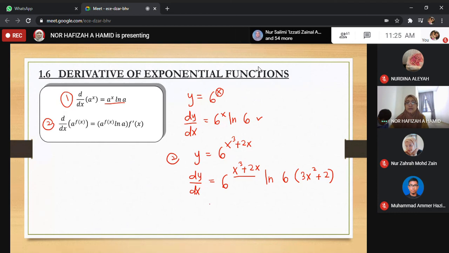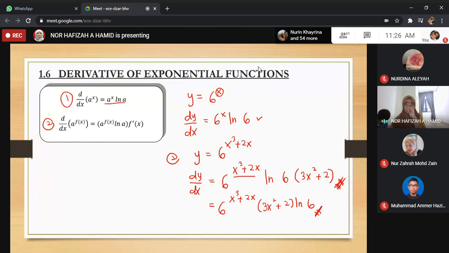Okay. So you nak tinggal macam ni pun okay. Or you nak arrange balik. So kalau arrange, biasanya kita akan letak x cube plus 2x. So ini biasa kita letak dekat tengah pun boleh. Okay, you akan dapat 3x square plus 2 ln 6. So yang macam ni pun boleh. Ataupun you nak tinggal macam atas ni pun okay.